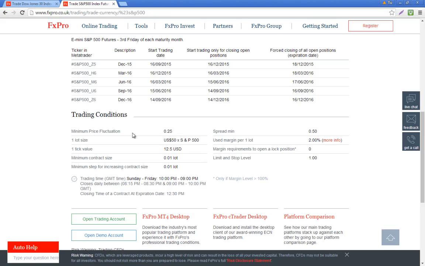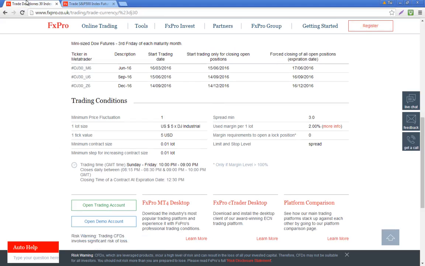The minimum price fluctuation. This means that one tick on the E-mini S&P 500 is a 25-cent move on the index. And if you are trading one lot, then one tick equals $12.50. This means that if you are trading one contract on the E-mini S&P 500 and price moves 25 cents in your favor, you are going to make $12.50.